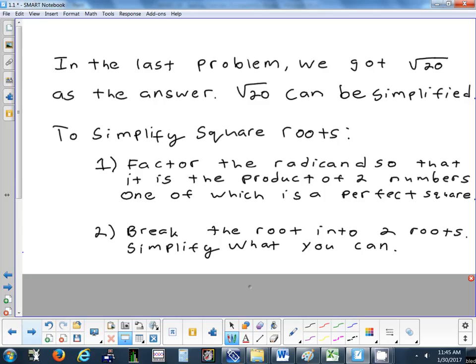So if you need the directions for how to simplify square roots, that's how you do it. If you already know that, then you don't need to write it. So you have to factor what's under the root. That's the radicand. So it's a product of 2 numbers, one of which has to be a perfect square, like 4. Okay, 4, 9, 16, 25. Those are your perfect squares. And then I split it apart into 2 roots, and one of them I was able to simplify. The other one I couldn't.